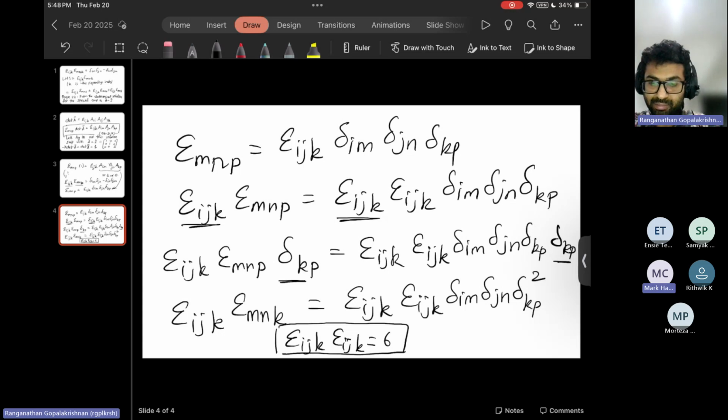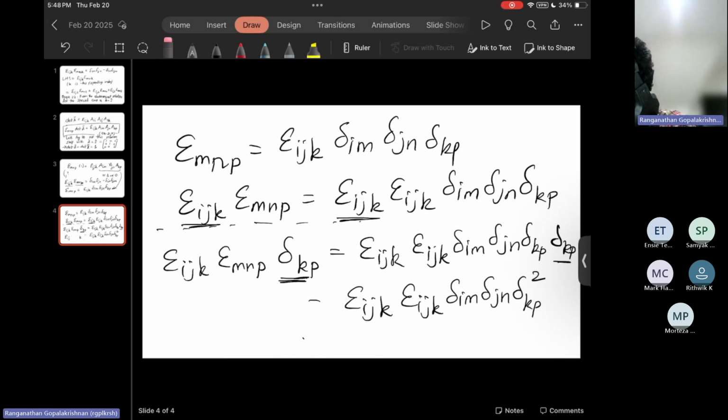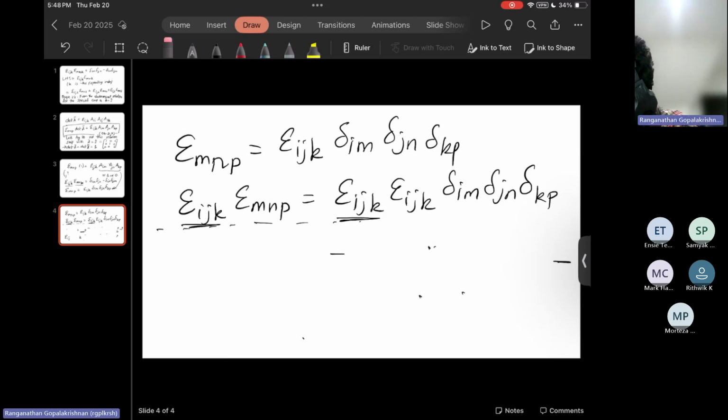Okay, did we not have to multiply both sides by delta kp now that we already have kp on the right side? So you're saying just stop at this step and not do this step? Maybe, that's just my guess. Yeah, let's try that. All right, we are at this step here.